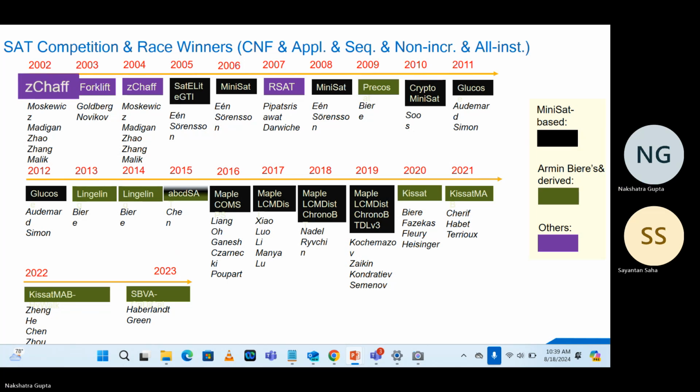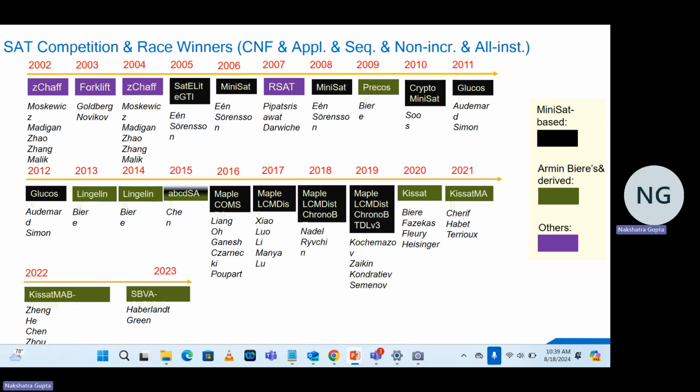So this picture shows you SAT competition winners from the original SAT competition 2000. This is only the CNF application instances category. You can roughly divide the solvers into three categories: SAT based, written by Armin or derived from Armin, and others. Again, we have a small font problem. Yes, we need to live with it.